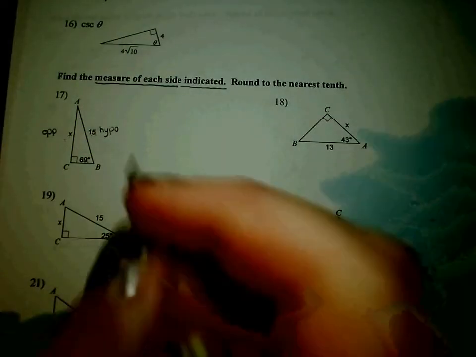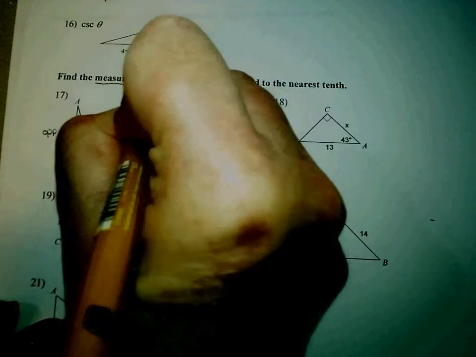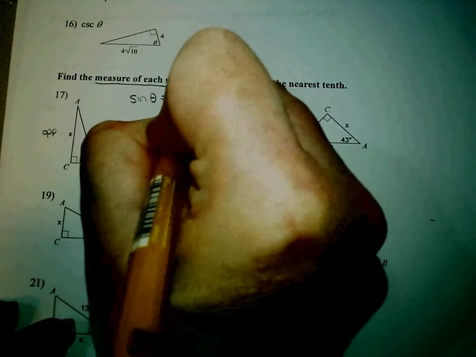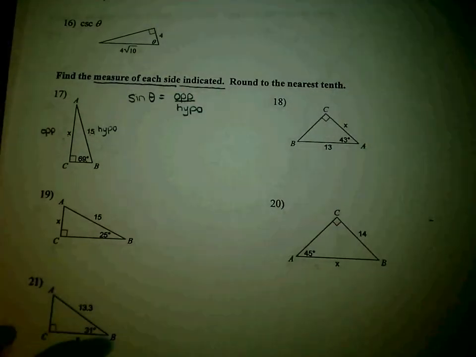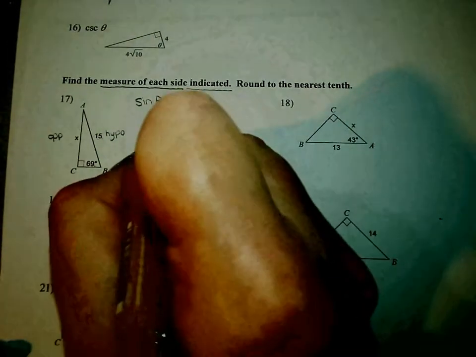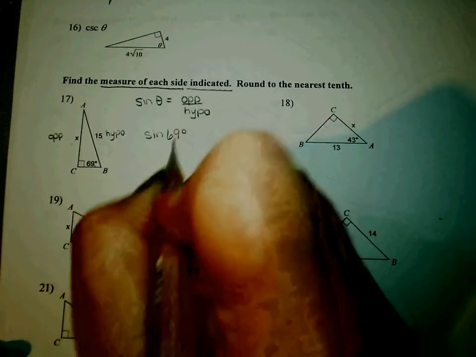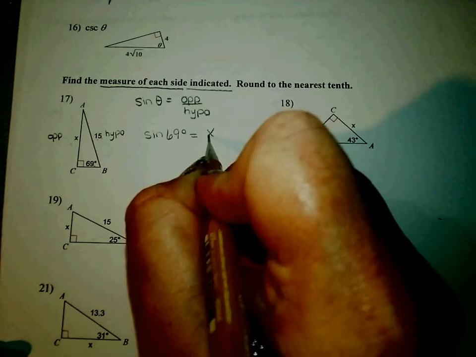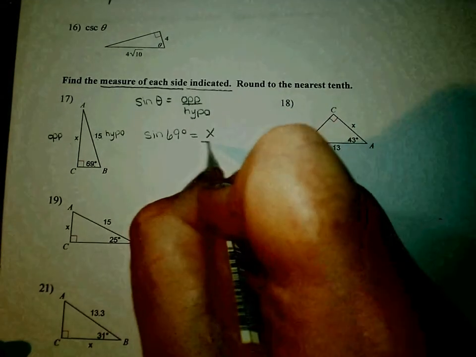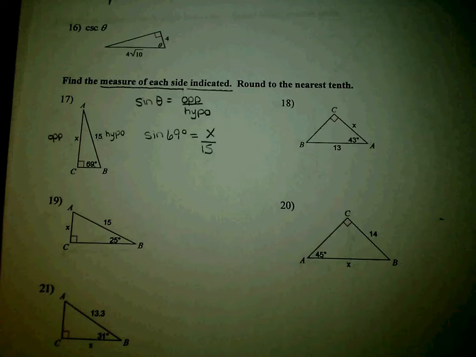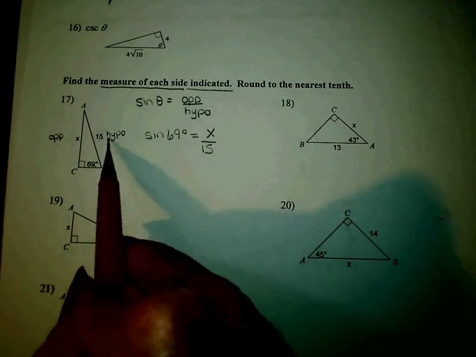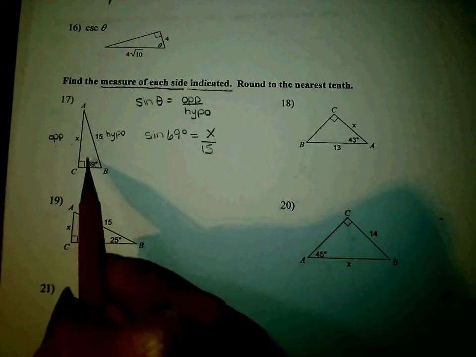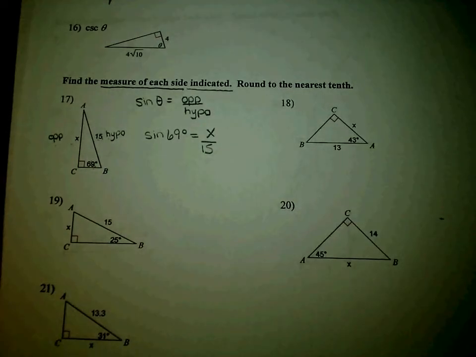So I write my formula. Sine of theta equals opposite over hypotenuse. And then I start filling things in. I know theta, it's 69. Now it's not just a number 69, it's the sine of 69. I don't know the opposite, but I know it's called x. I do know the hypotenuse, it's 15. So I wrote the formula, and I figured out which formula by labeling these two. The x is the opposite, and the 15 is the hypotenuse. So that was sine.